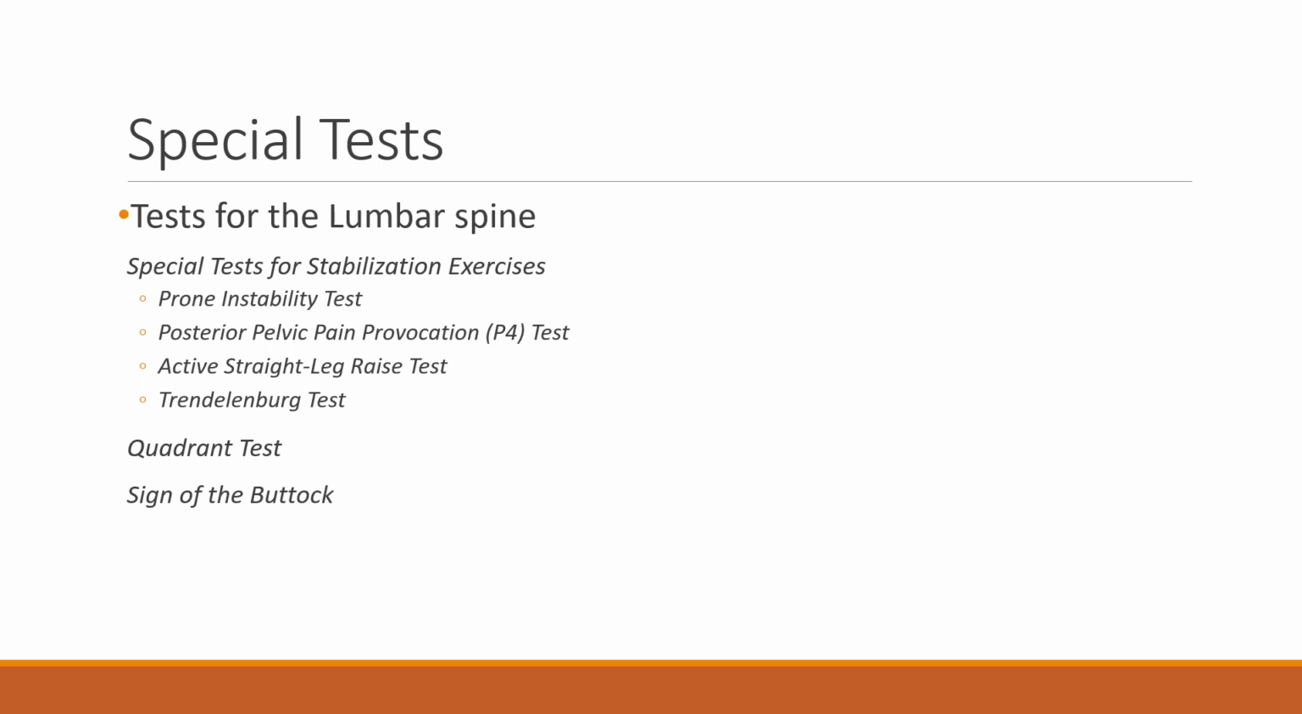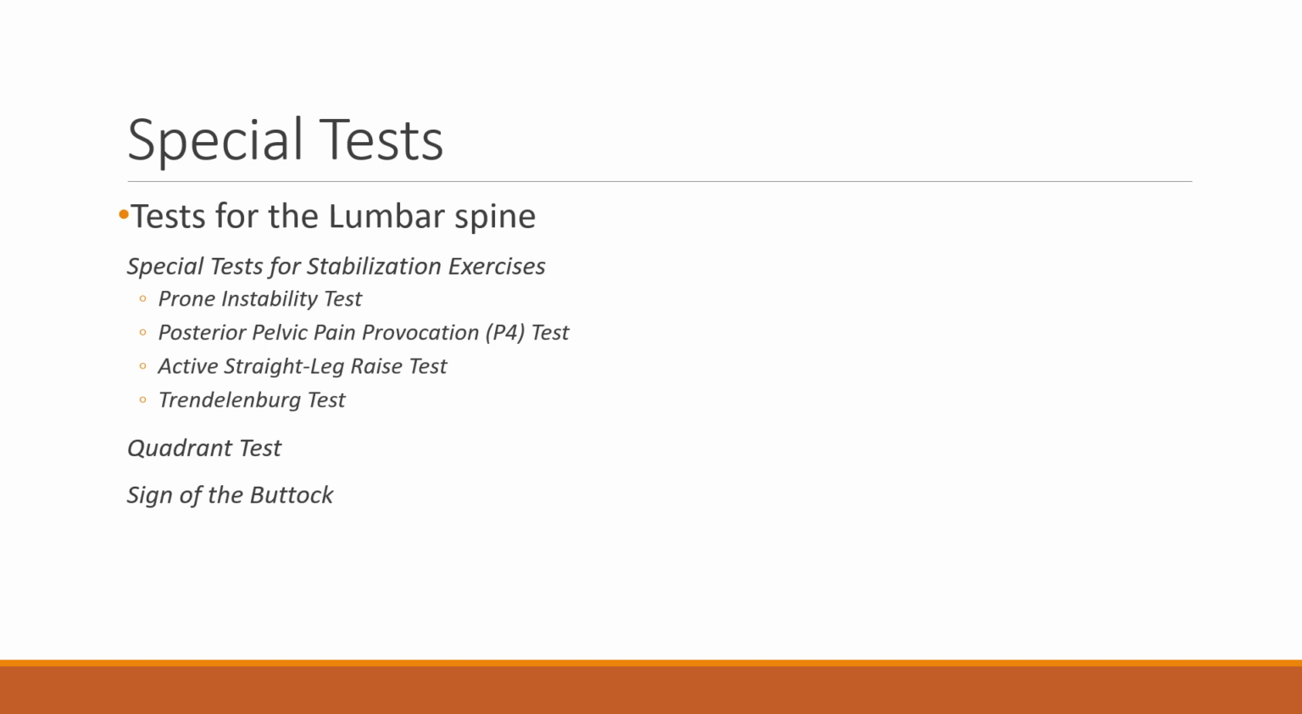Those are other predictors of a successful outcome with individuals who are going to participate in a stabilization program. These 4 tests here: again, the prone stability test we've already discussed, but the posterior pelvic pain provocation test is another test that'll be important. The active straight leg raise test, as well as the Trendelenburg test, which we've described before, is coming back again. If these are present, they provide some evidence that these are individuals who are likely going to benefit from a spinal stabilization program.